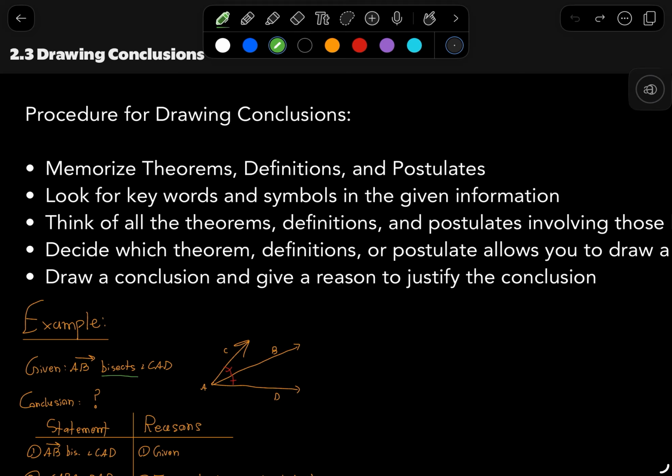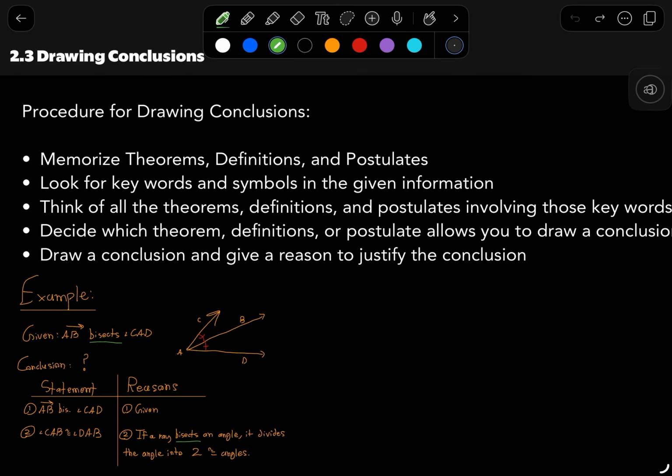Then, after you've embedded those into your head, the next step is to look for keywords in the problem. By keywords, I mean look for things you have learned in the past, like those definition words: bisectors and midpoints, congruency. So again, analyze what you're given.